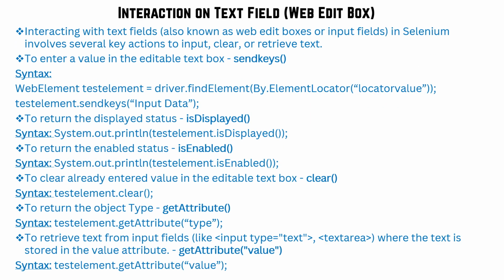And for the web edit box or text field or input box, apart from is displayed and is enabled, we can enter some value with the help of the sendKeys method. We can clear the value, we can get the value. Also, whatever is stored, we can get different attribute values as well.